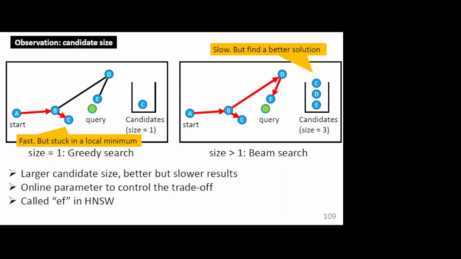The larger the candidate size, the better accuracy you will have, but the search will be slower. Okay, so this is the price. In HNSW you can use the EF parameter to control the candidate size you want to keep.